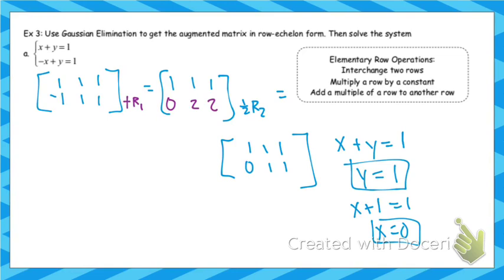All right, so now let's try another one. Same process. We're going to start with the augmented matrix.